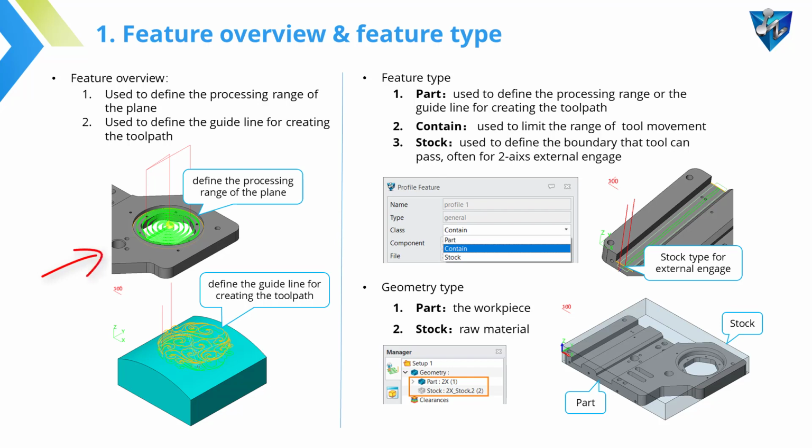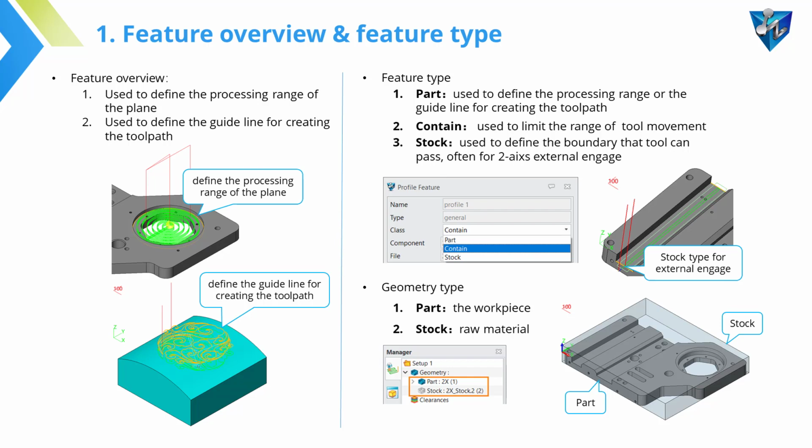The first one is to define the processing range of the plane, which means that ZW3D will only generate a tool path within the profile. The second one is using the profile as the guideline to generate a tool path. When creating features, there will be three types: part, contained, and stock for you to choose.